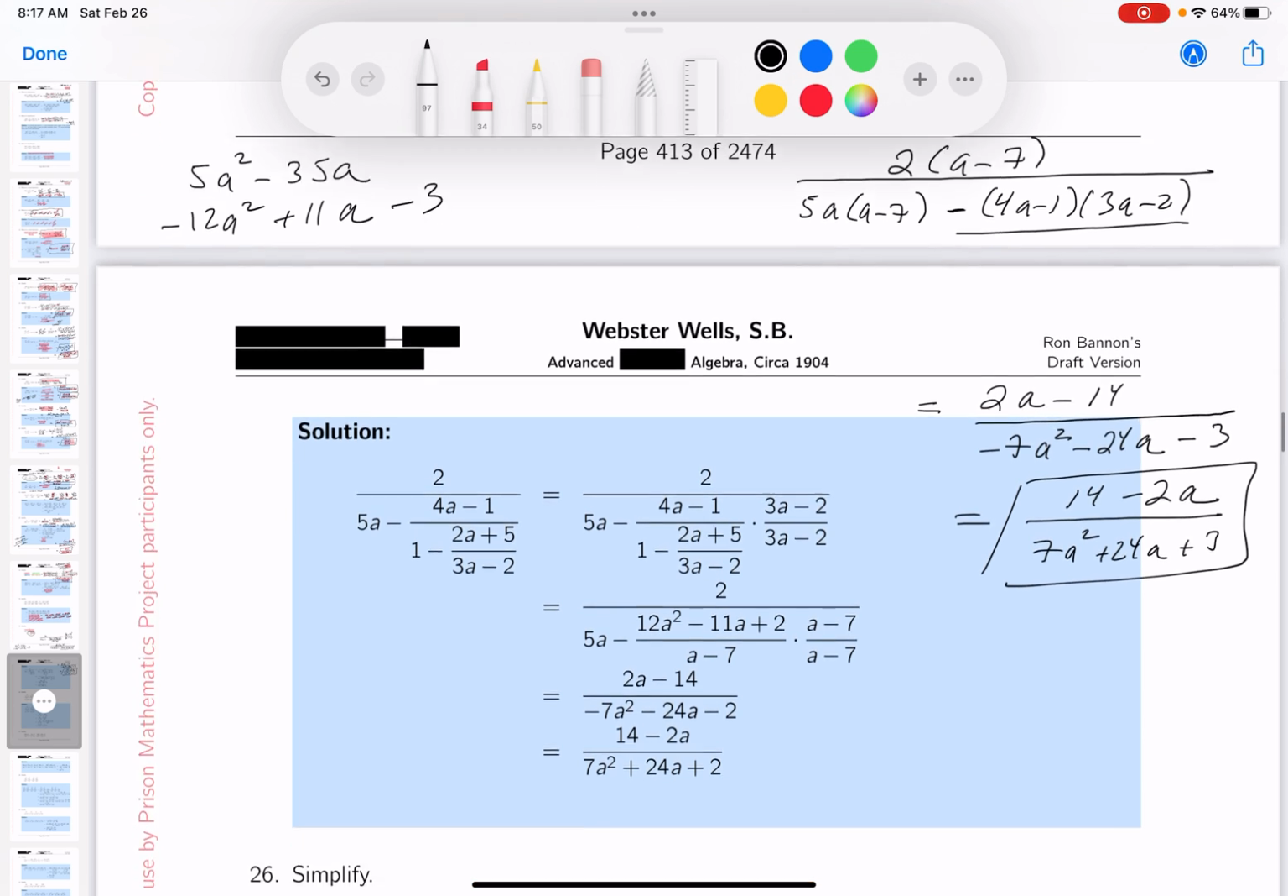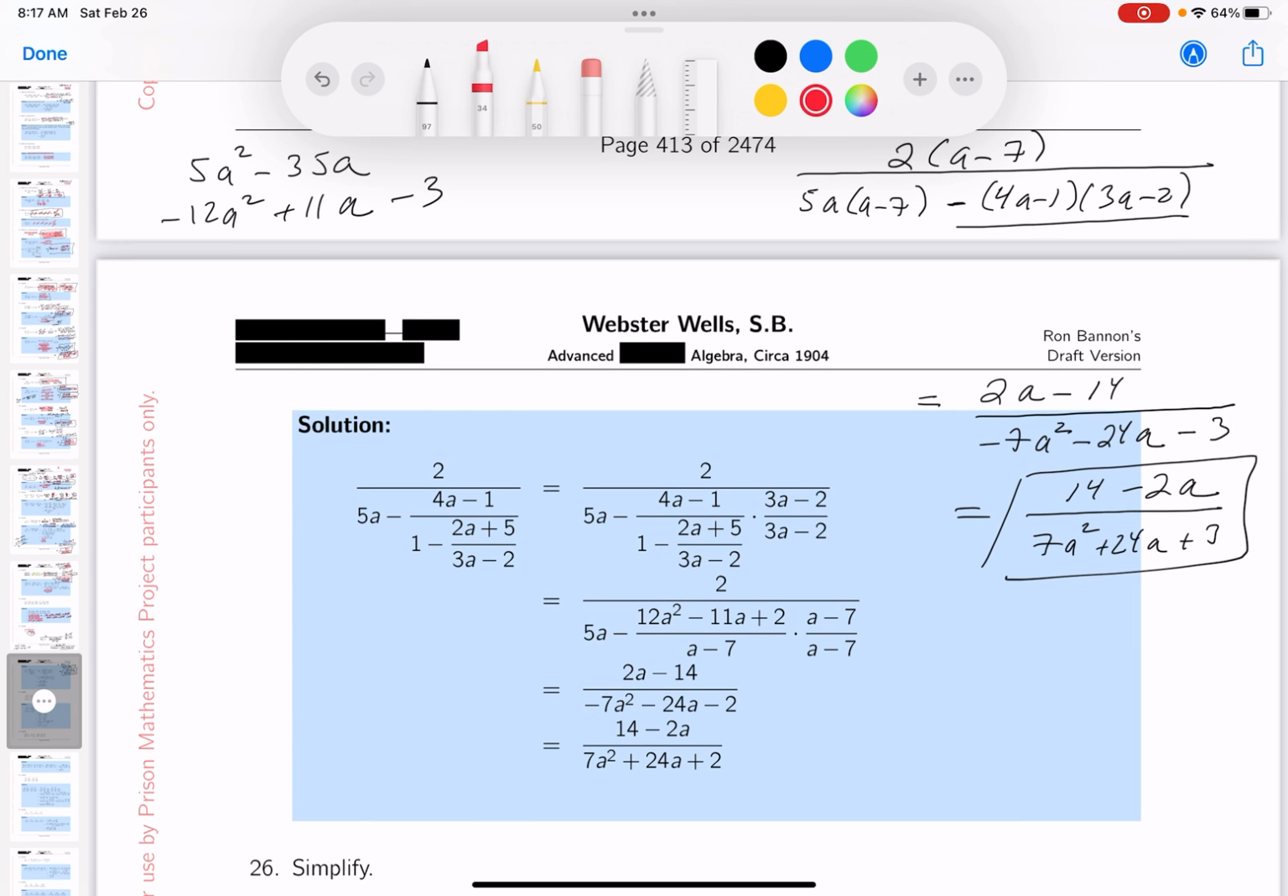Let's look at the answer key. Mistakes happen, and don't be discouraged from making a mistake. I would redo the problem if I made a mistake, though, or look for my error. So do I see the 14 minus 2a? I do. Do I see 7a squared plus 24a? Whoa. I made a mistake somewhere, and I see it.